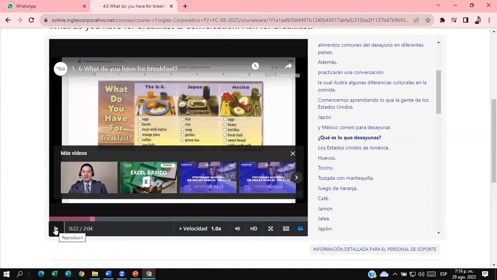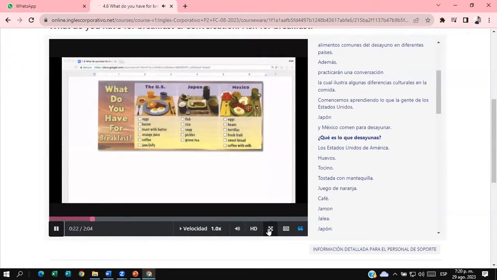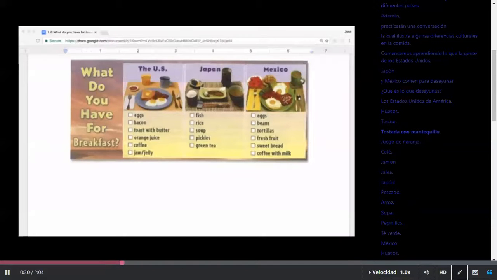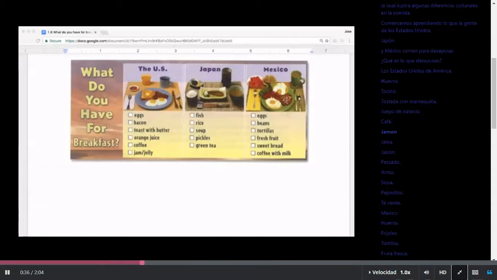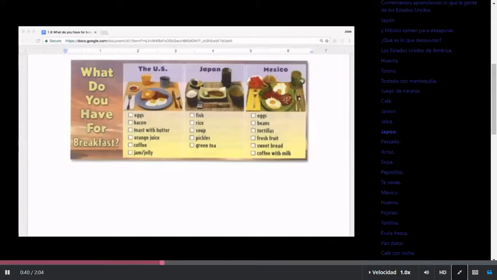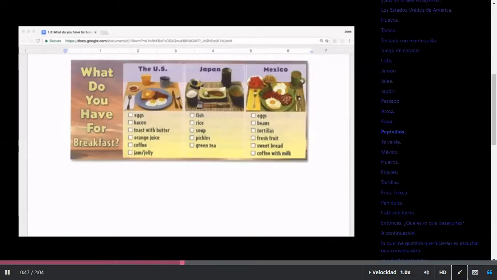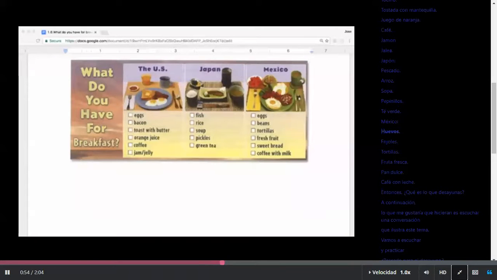Okay. Can you listen to the video and see it? Yes, I listen. I see it too. Okay, at the beginning I couldn't see it. Thank you. The U.S.: eggs, bacon, toast with butter, orange juice, coffee, jam, jelly. Japan: fish, rice, soup, pickles, green tea. Mexico: eggs, beans.